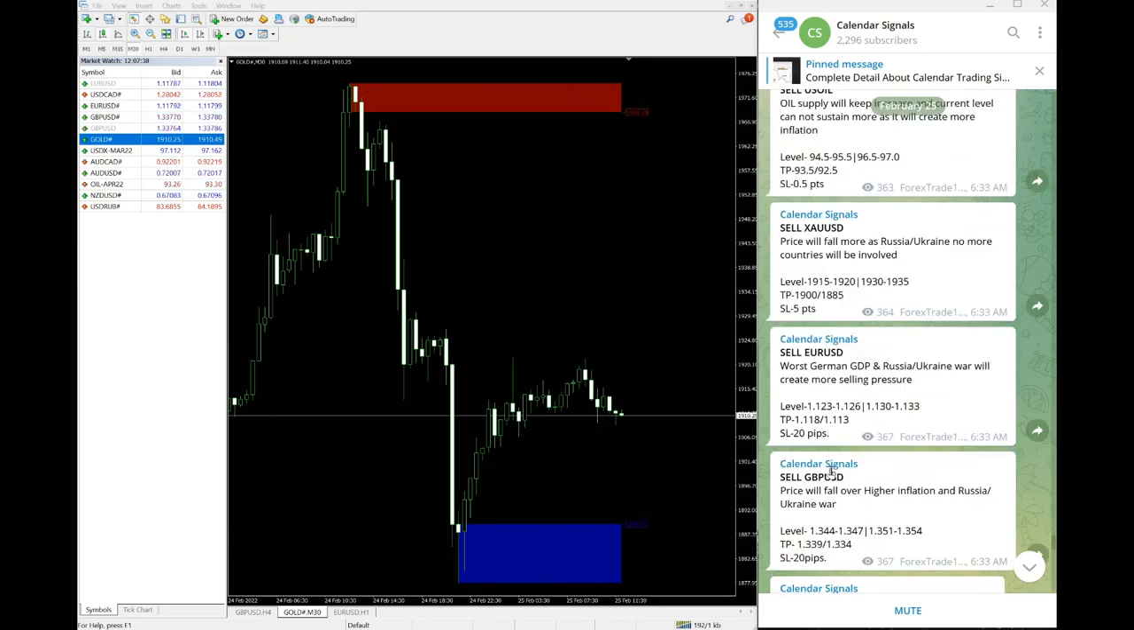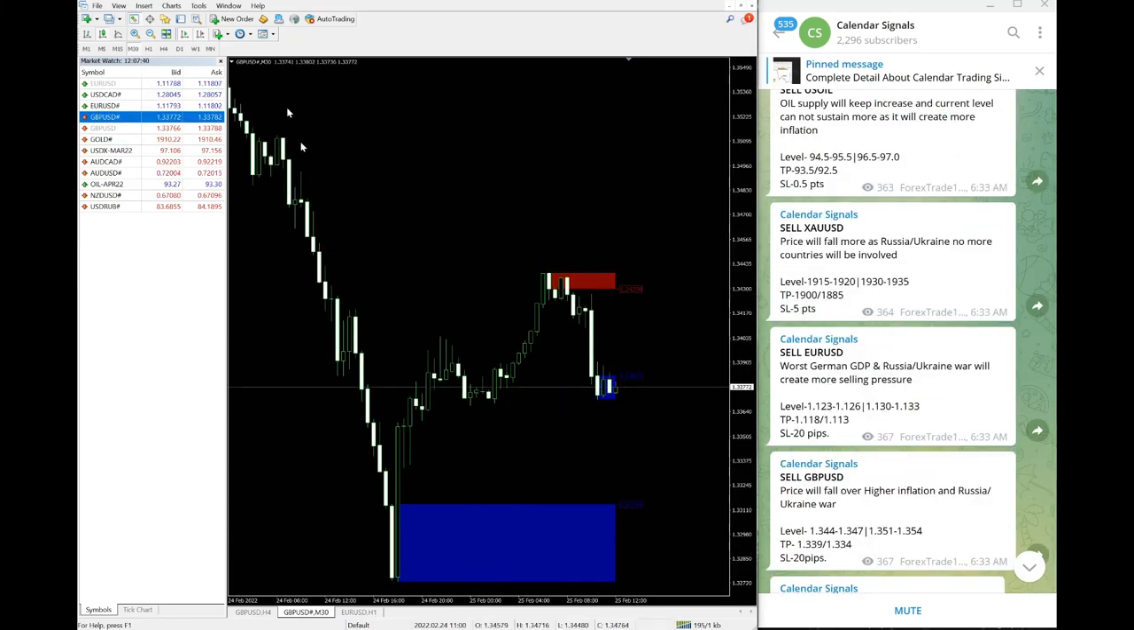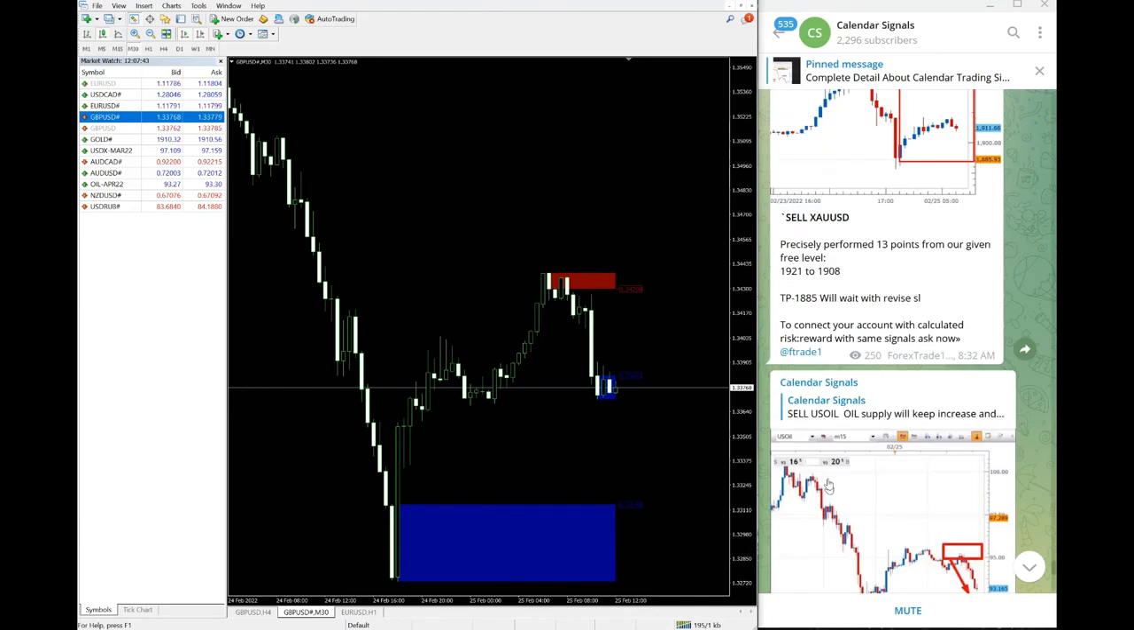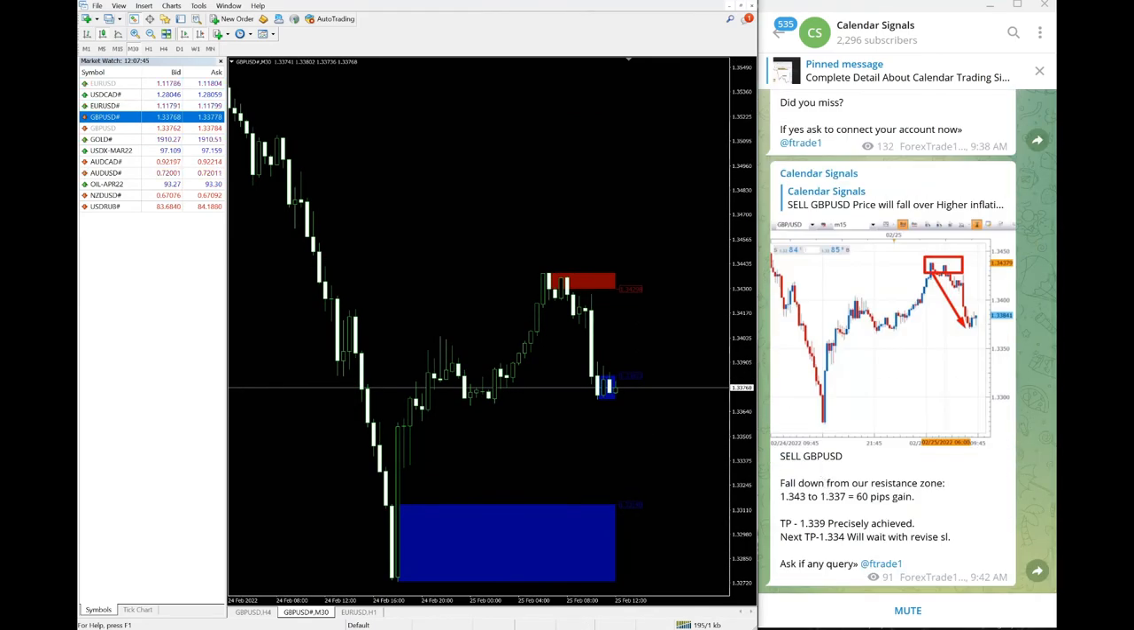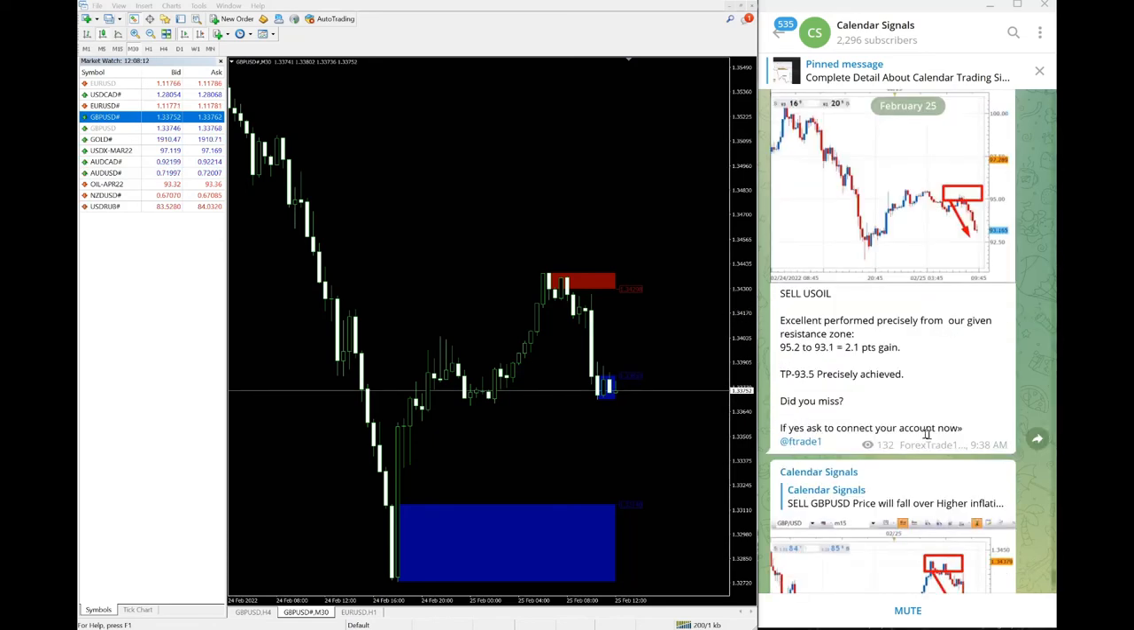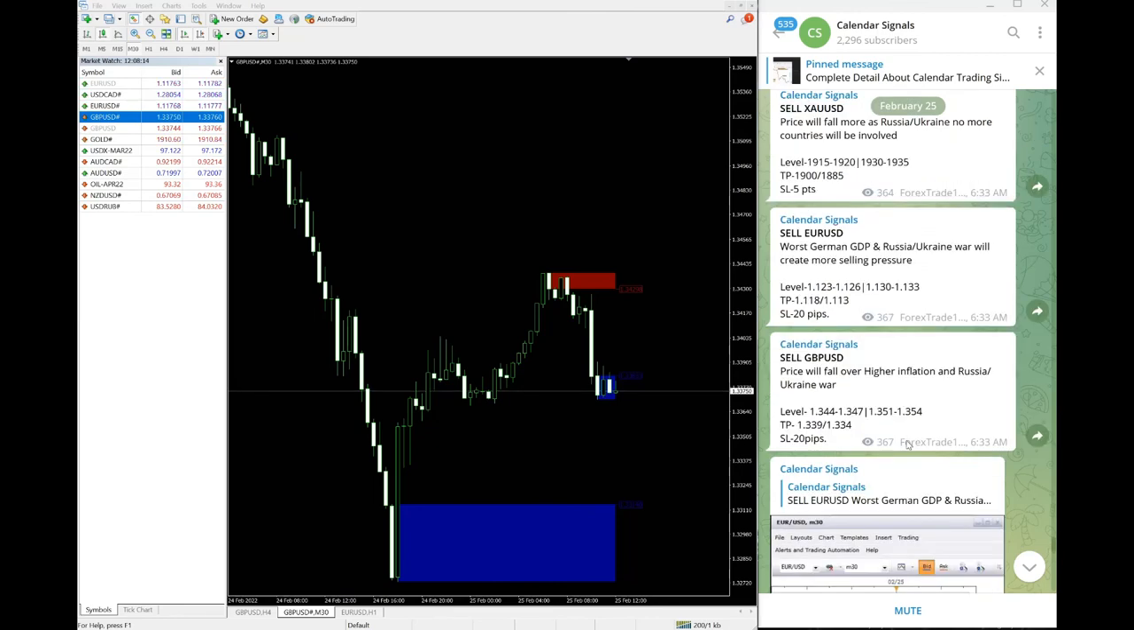And then the next signal performed is GBPUSD. Here is the GBPUSD chart. Again, it performed as we suggested from the level towards the given direction, which is a sell signal, and made 60 pips gain as of now. And still it is in the downtrend. Hope it will go further down and meet our targets as well. Target one is reached on GBPUSD, and we are waiting for the next target to be reached. So this is the performance of today's calendar signal.